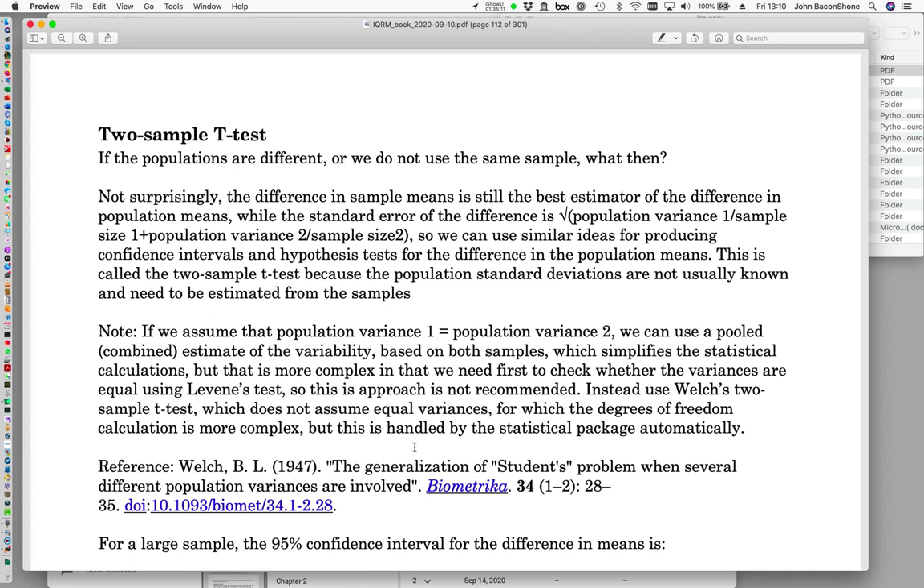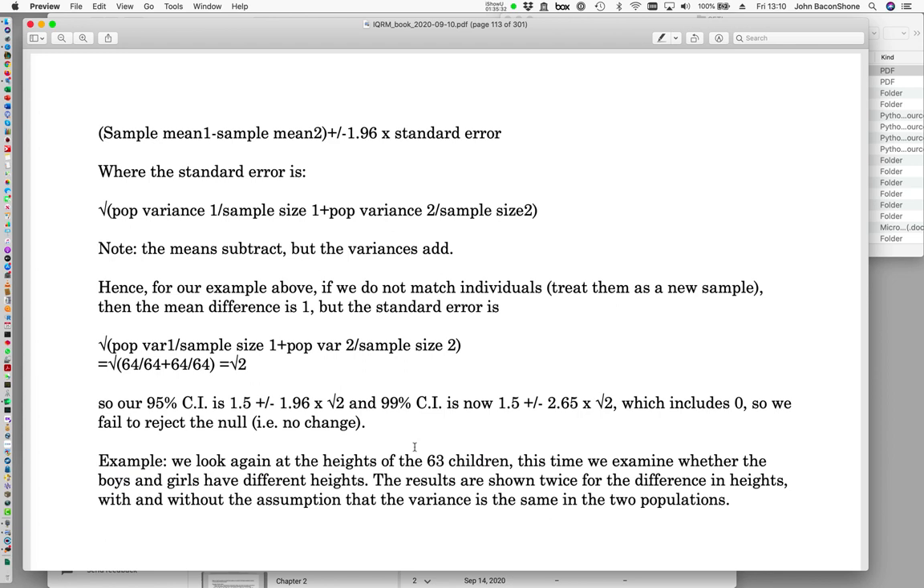So generally, when you're doing a two-sample t-test, I would not recommend using the pooled test. Generally, you should use Welch's two-sample t-test instead of doing this two-stage procedure. For a large sample, the 95% confidence interval for the difference in means is, of course, still the sample mean 1 minus sample mean 2 plus or minus 1.96 times the standard error. The only complication is that the standard error is more complicated, but in general, you're not going to do these calculations. This is going to be done for you by the statistical package.